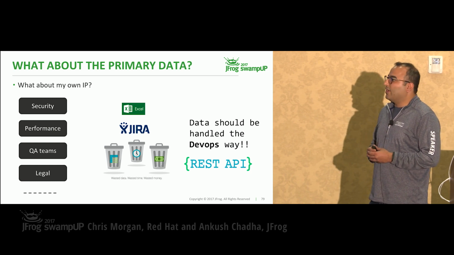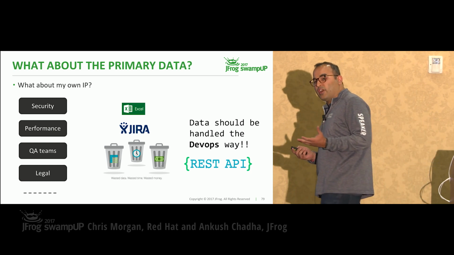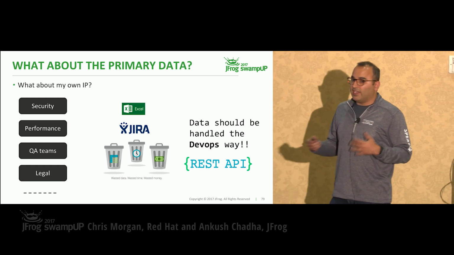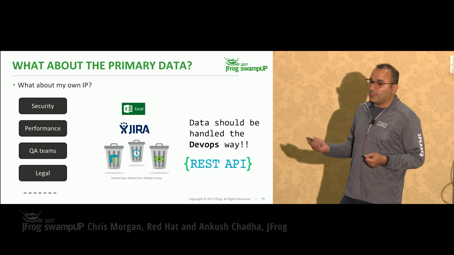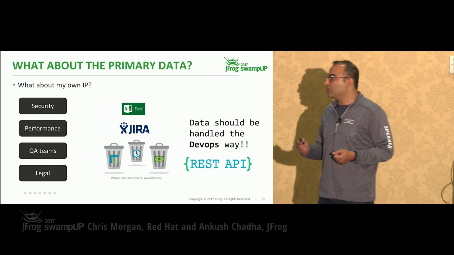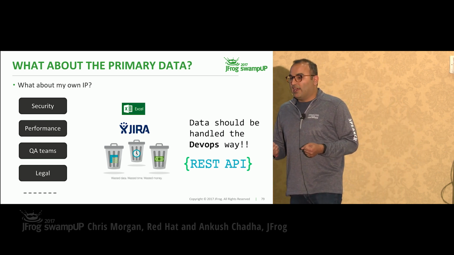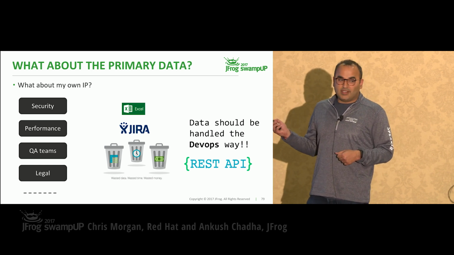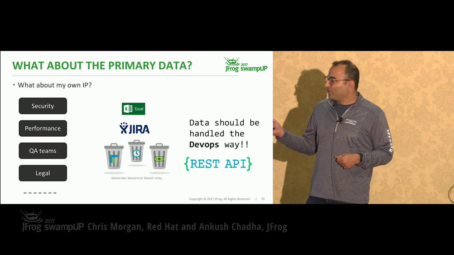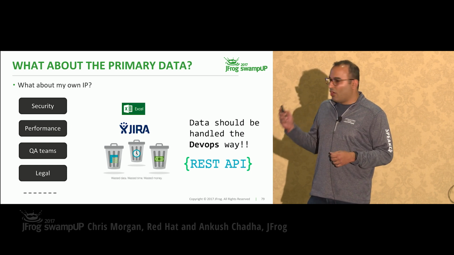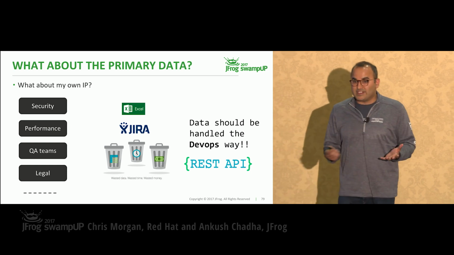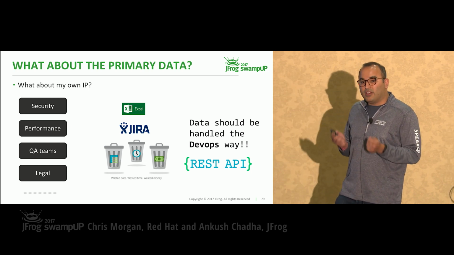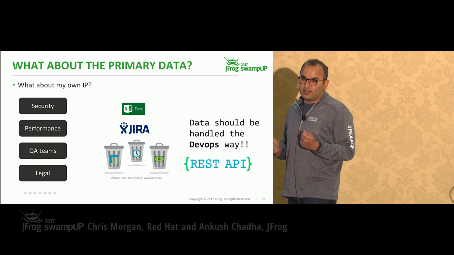But we talked about the secondary data. What about the primary data, or what about my own binaries? Typically, enterprises have invested a lot in security teams, performance teams, QA teams, legal teams. All the data that they generate is either in an Excel spreadsheet, or in Jira, or a BugDB, or it's wasted. And that's wasted time and wasted money. So we should handle all this data the DevOps way.